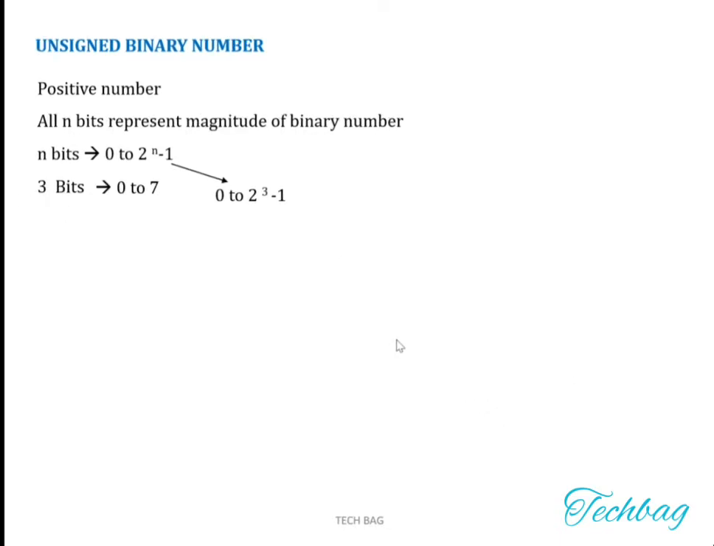Let us see some examples. Here 12. 12 can be represented as 1100 in unsigned binary number representation. Here all the 4 bits are used to represent the magnitude. Next, 11001. The equivalent decimal number is, here all the 5 bits are used to represent the magnitude of that number. Here I mentioned the position weight. The decimal equivalent is 16 plus 8, that is 24, 24 plus 1, 25. So the decimal equivalent is 25. So in this unsigned binary number representation, we can represent only positive numbers.